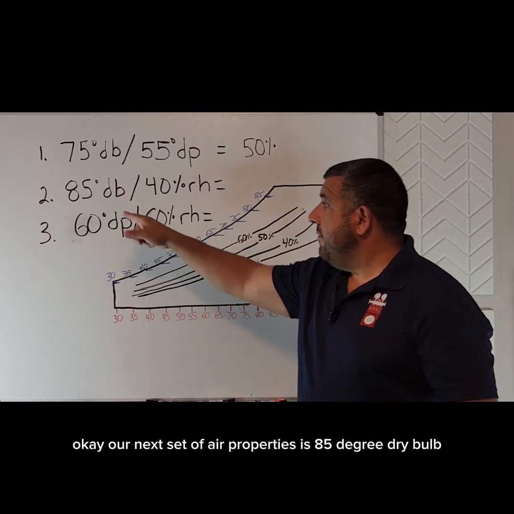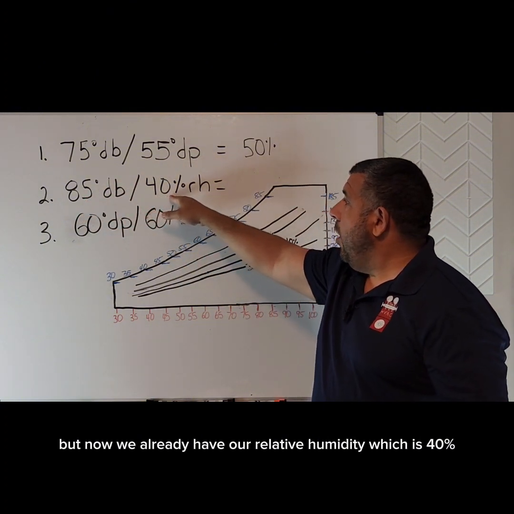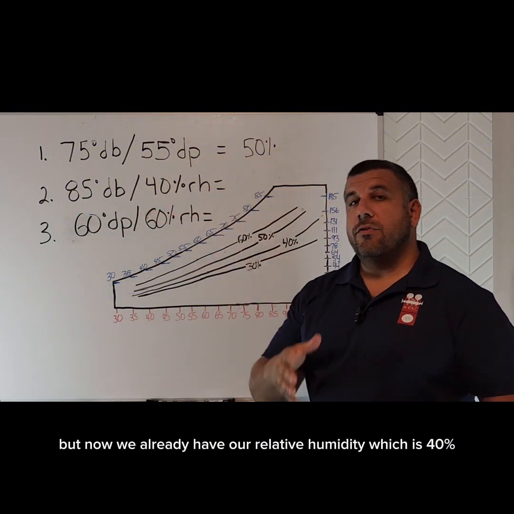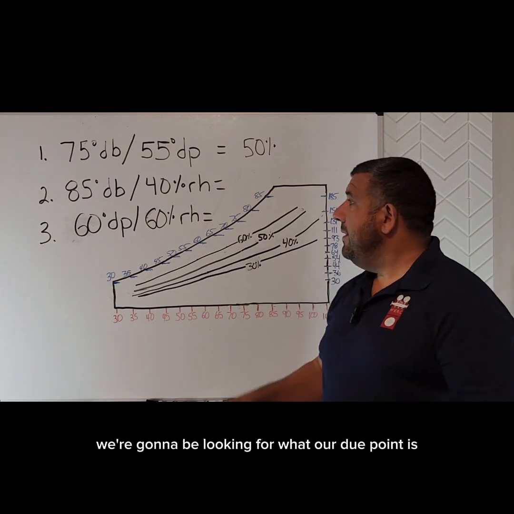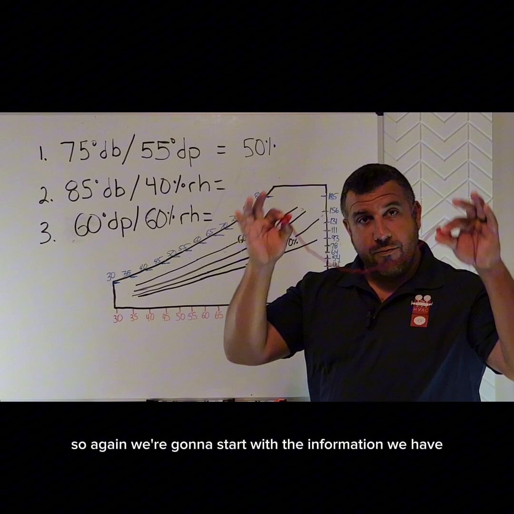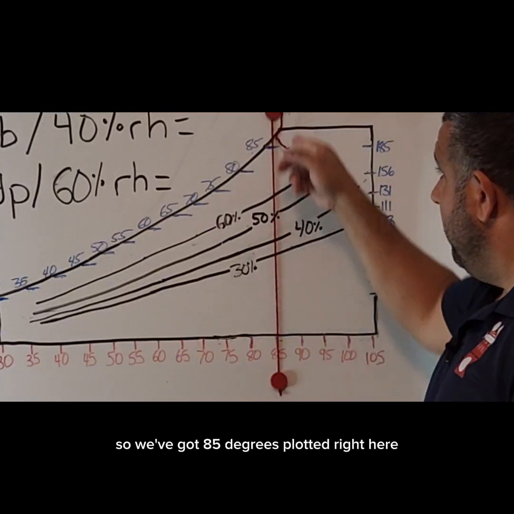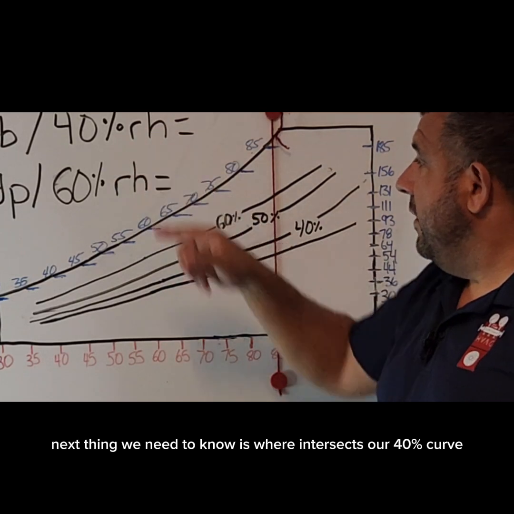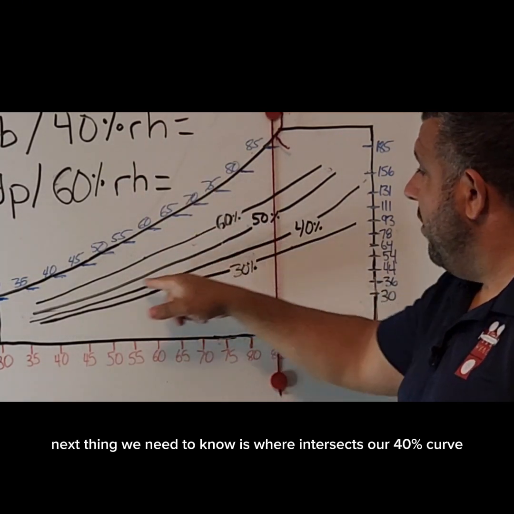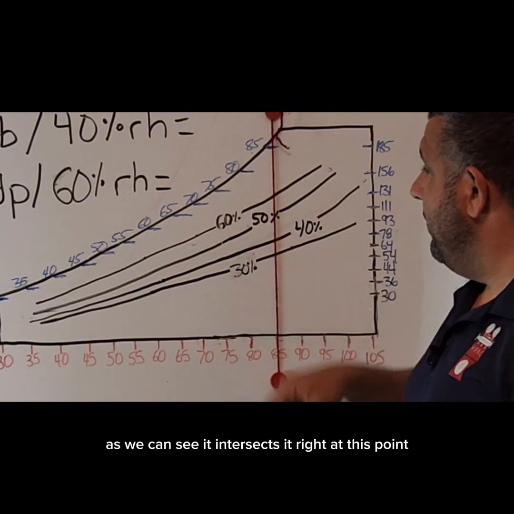Okay, our next set of air properties is 85 degree dry bulb. But now we already have our relative humidity, which is 40%. We're going to be looking for what our dew point is. So again, we're going to start with the information we have. We're going to plot our dry bulb temperature using the red string. So we've got 85 degrees plotted right here. Next thing we need to know is where it intersects our 40% curve. As we can see, it intersects it right at this point.